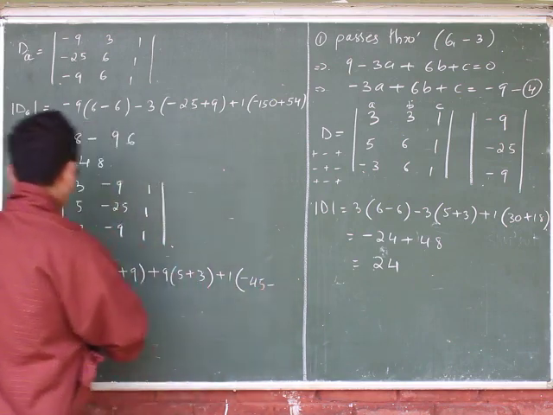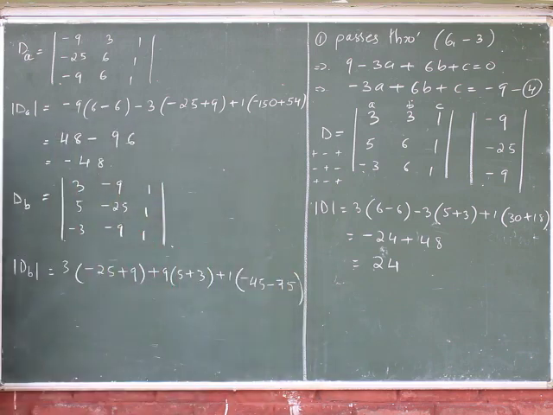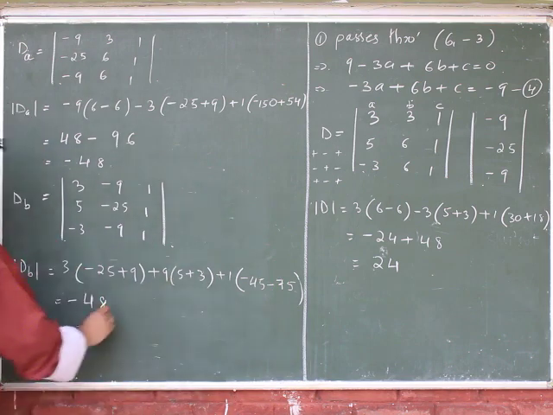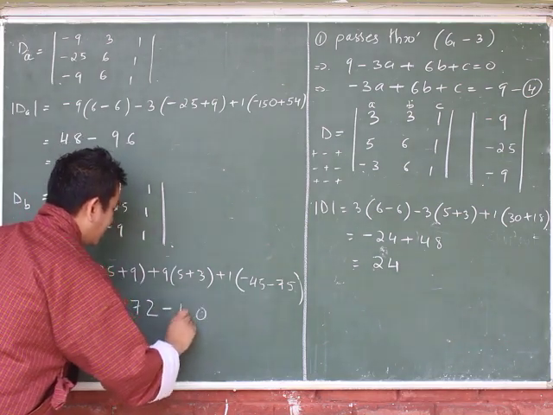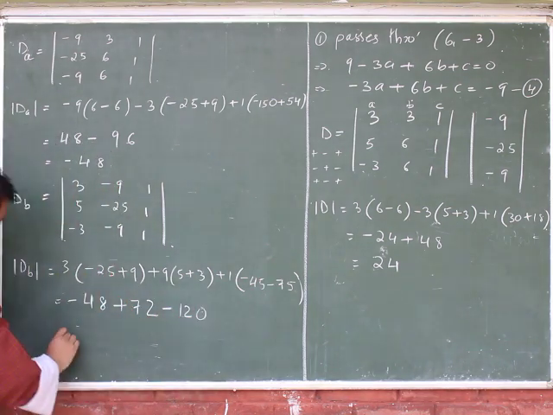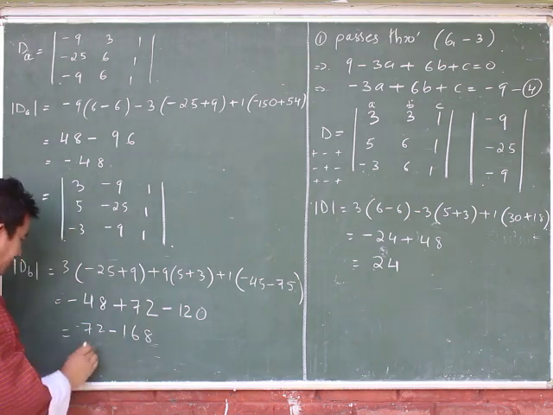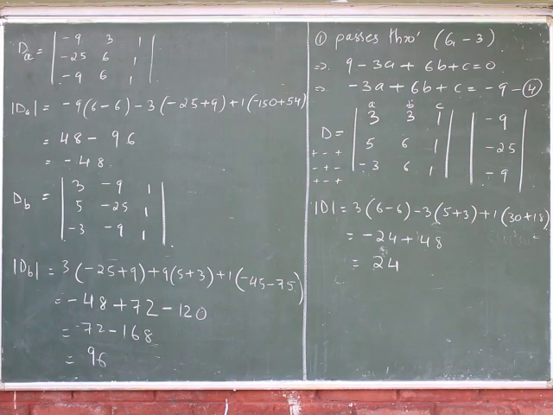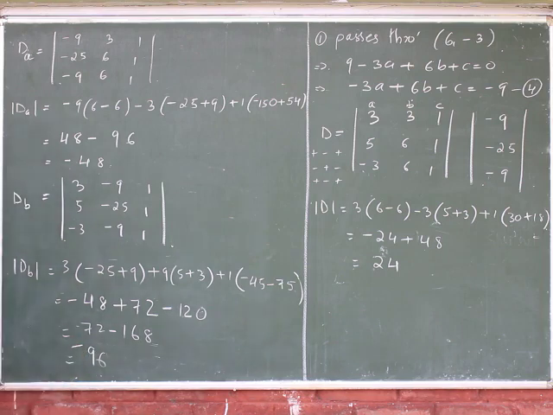Again one more negative, here it will be minus 3 times 5 is 15. So 9 minus 25 is negative 16, which gives negative 48. 5 plus 3 is 8, which gives plus 72. Then this one will be minus 120. I hope it's correct. Which is 72 minus 168, which is negative 96. Yeah, it's correct. We have negative 96.